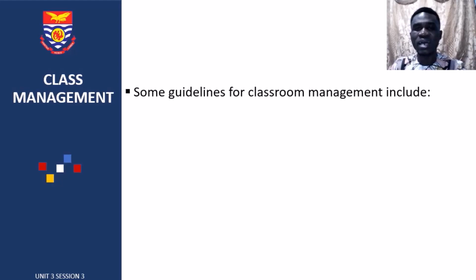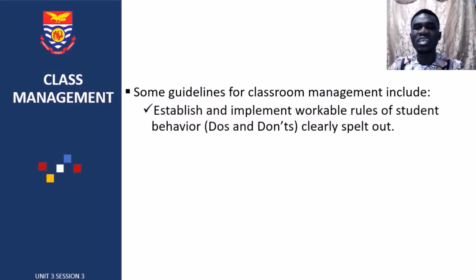And some guidelines that you as a teacher can follow for effective class management include: establish and implement workable rules of student behavior. So as a teacher, you must state clearly the do's and don'ts in the classroom and make sure you implement them. It is very important. When you establish the rules and you don't implement them, the students are going to take you for granted. So as you establish these rules, try as much as possible to also implement them.